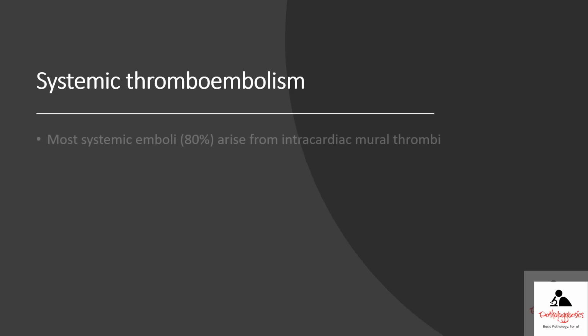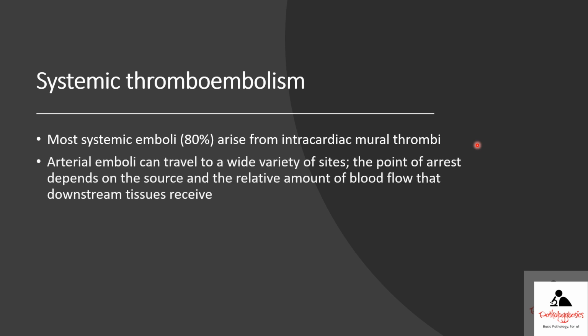Systemic thromboembolism. Systemic emboli are all those emboli other than the pulmonary embolus. It arises mainly from intracardiac mural thrombi, so inside the heart chambers. When a thrombus develops, it can embolize and go to different parts of the body. They are called systemic emboli.